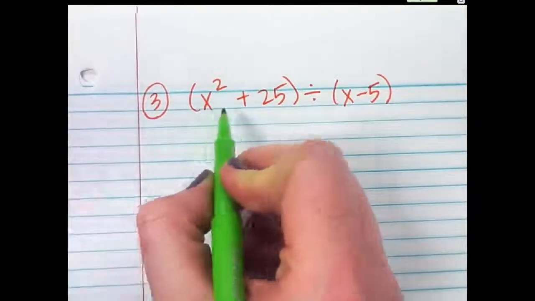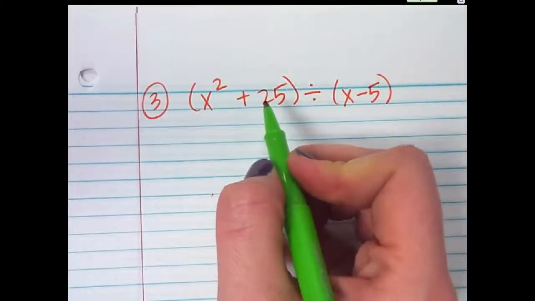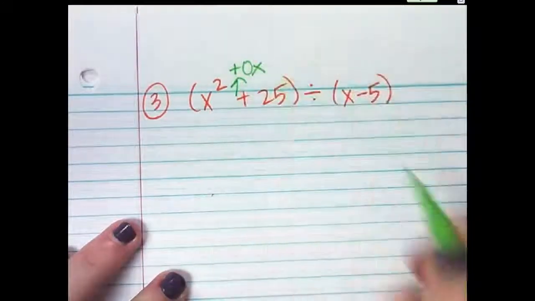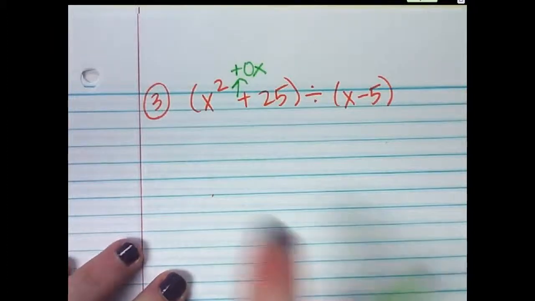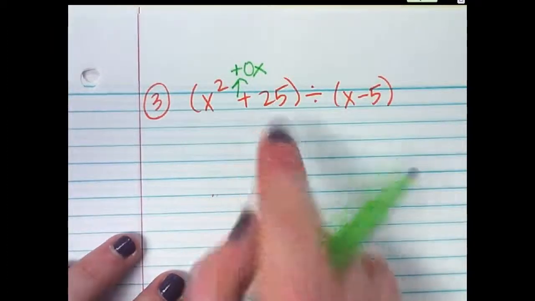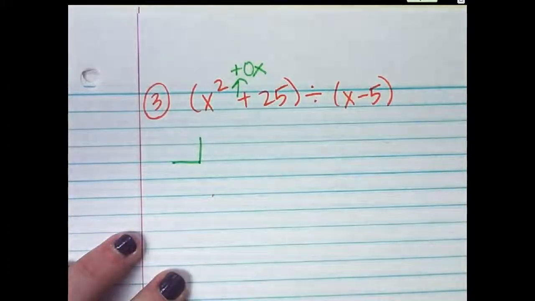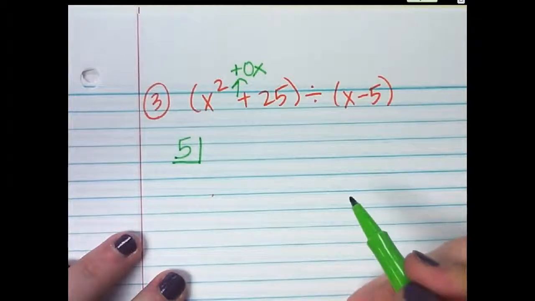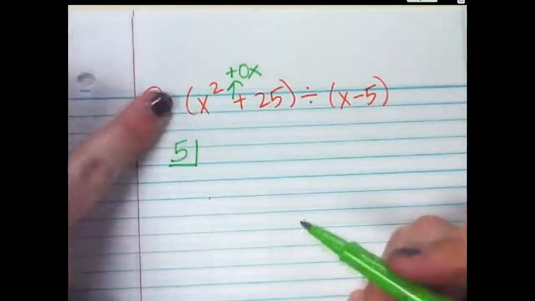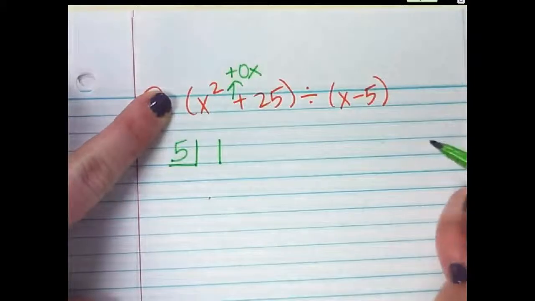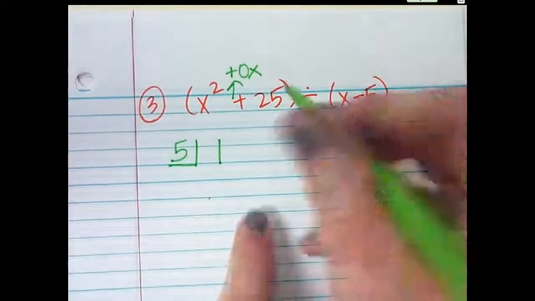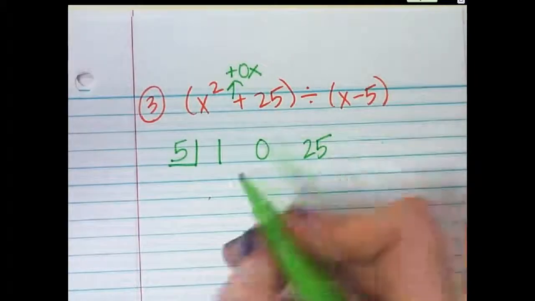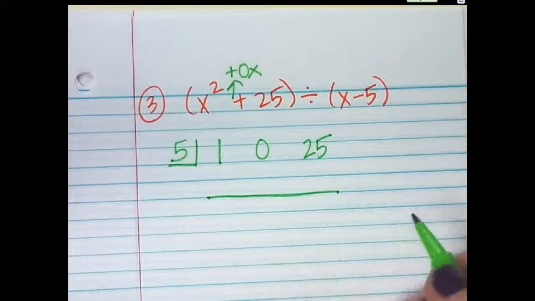So looking at your dividend here, x squared plus 25, what's missing? Right, the x. So before I even start, I always try to look at that. So I'm going to put a placeholder in of 0 in between these two. So what goes in the box? Positive 5. So I start with my coefficients 1, x squared. And then I put the 0 in, and then 25. So try that one.